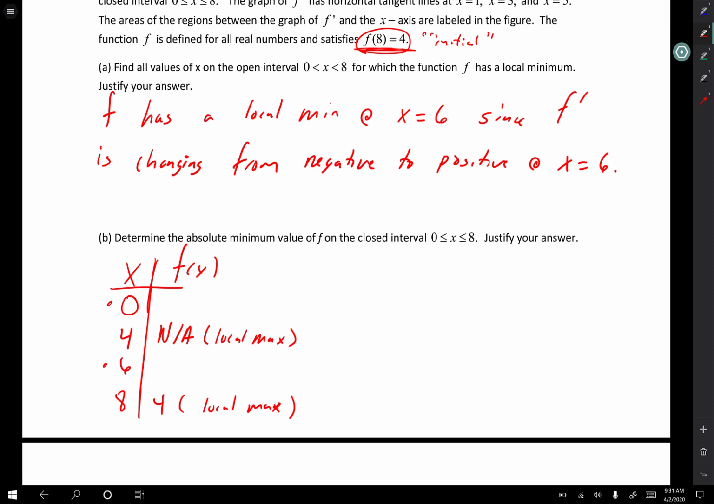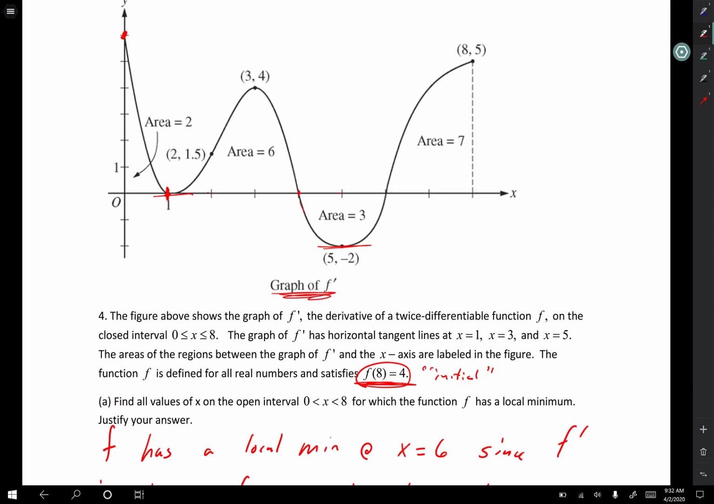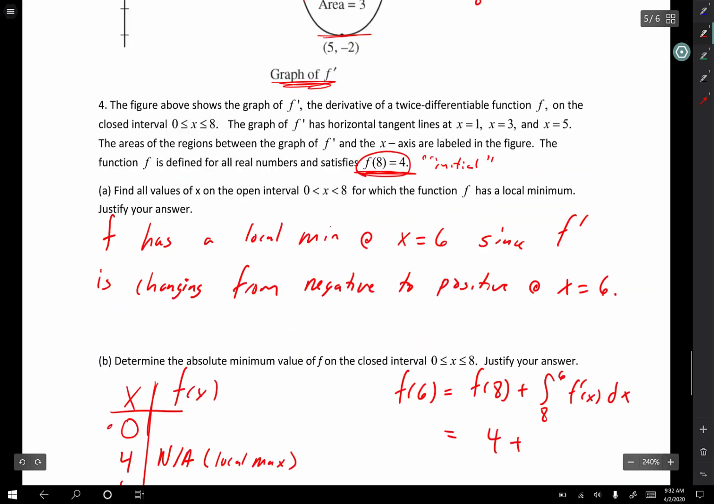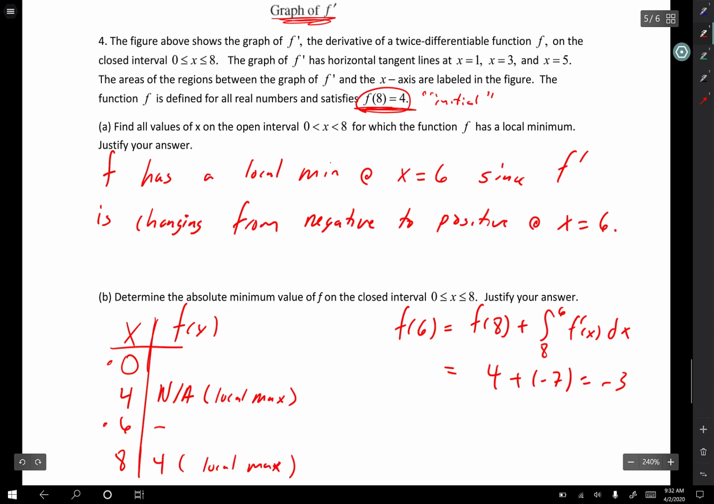So let's see. I'm going to go here on the side, and I'm going to say f of 6 is equal to f of 8 plus the integral from 8 to 6 of f prime. And they already give me that. So f of 8 was 4 plus, and then from 8 to 6, the area was 7, so I'm going to subtract 7 because I'm going backwards, 8 to 6. So 4 plus negative 7. So this value is negative 3.